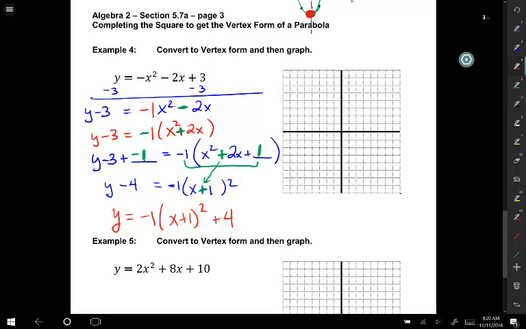And this looks like our problems yesterday. The only difference now is we know our parabola, instead of opening up, Kent, is going to open down. Right? So let's identify our vertex. What's my vertex again? Negative 1, 4. What is my y-intercept? 0, 3. So let's plot these. Negative 1, 4 and 0, 3.